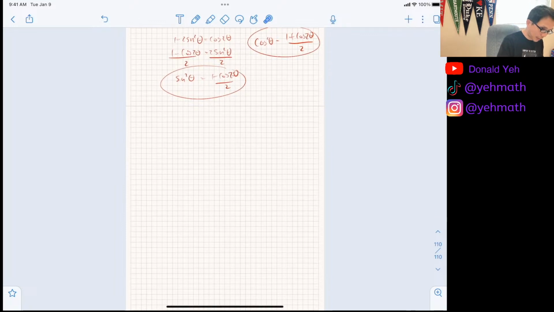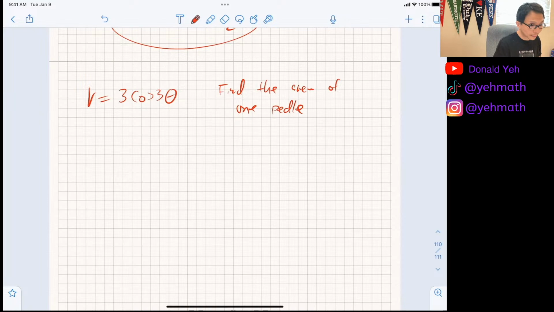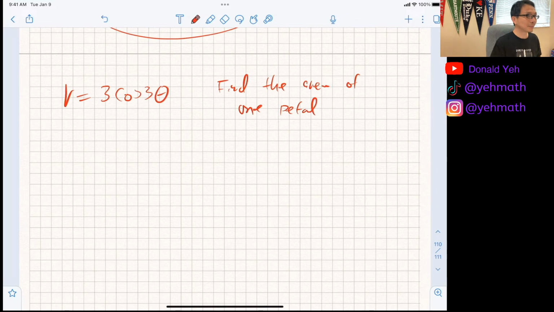The first question says R is equal to 3 cosine of 3 theta. And we say, can you find the area of one petal? Okay, so we know there are 3 petals. So we just need to find the area of one petal of cosine of 3 theta. Oh, petal is spelled differently, sorry. P-E-T-A-L. Oh, well, whatever.